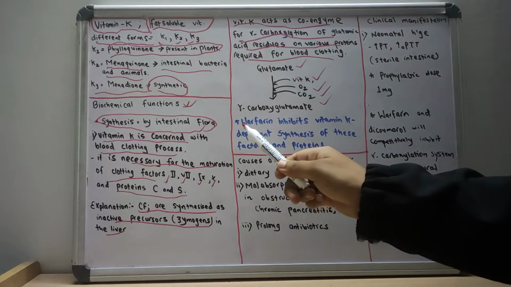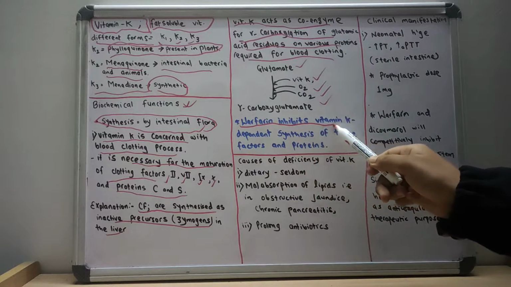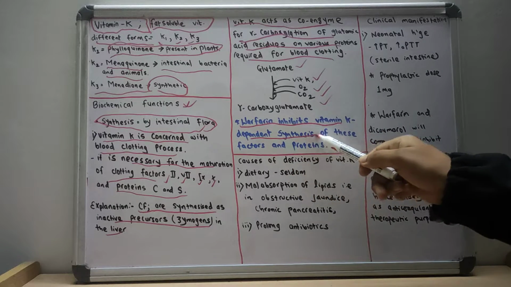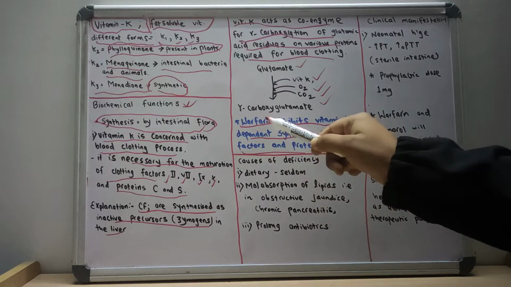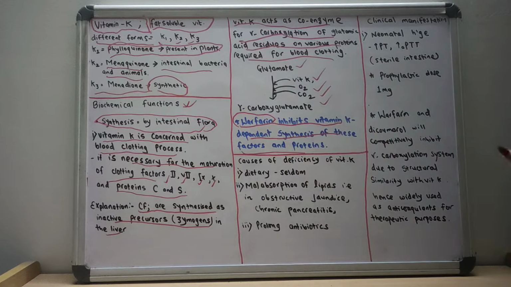There is one drug that inhibits the vitamin K dependent synthesis of these factors and proteins, that is warfarin. Warfarin is also used as an anticoagulant. I will discuss that in detail.